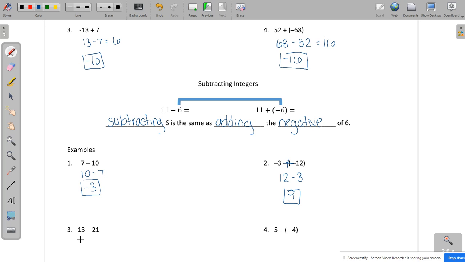13 minus 21. Subtract 21 minus 13. And you get 8. And then take the sign of the larger number. 21 is larger, so our answer is negative 8. And then lastly, 5 minus negative 4. Negative, negative make a positive. So 5 plus 4 gives us a positive 9.